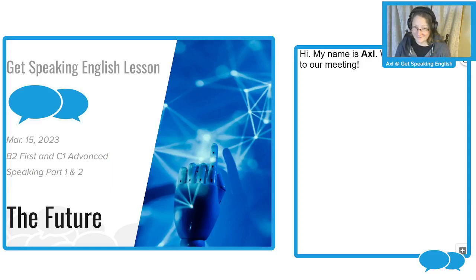So anyways, just to get started, my name is Axel from Get Speaking English, here today from lovely Canada, and today we're going to be talking about the future. This lesson in particular is going to be looking at some example questions that you might find on the B2 First and C1 Advanced exams, but we're also going to discover some vocabulary, things of that nature along the way.